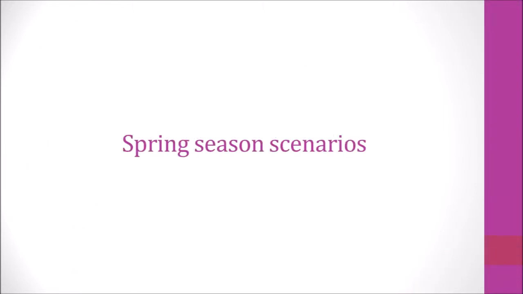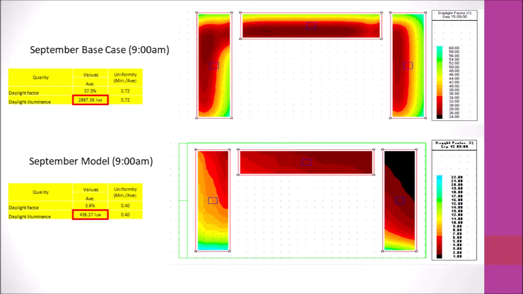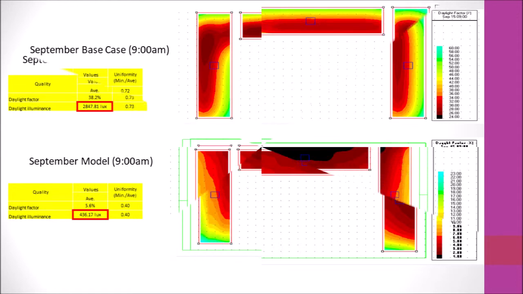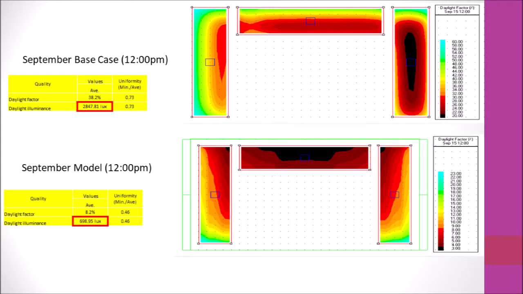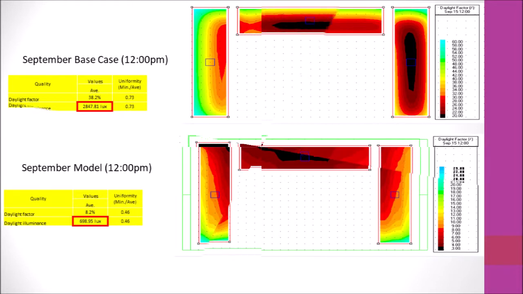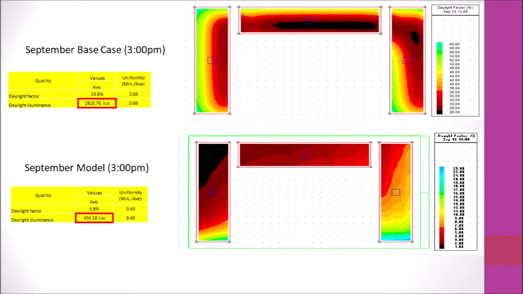Spring season scenarios. At 9 a.m. in September, it can be seen that after we put the pavilion, the illuminance is reduced to 436.17 lux in comparison to the base case. At 12 p.m. in September, the illuminance is reduced to 698.95 lux, while at 3 p.m. in September, the illuminance is reduced to 434.18 lux. Summer season scenarios.